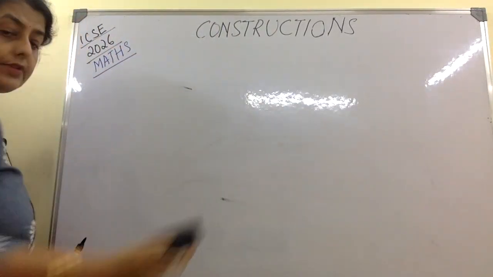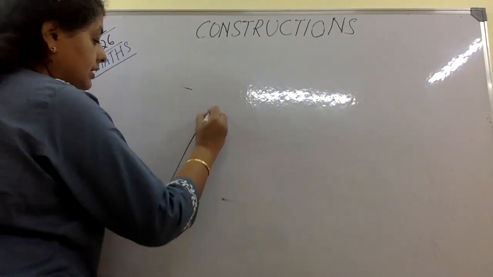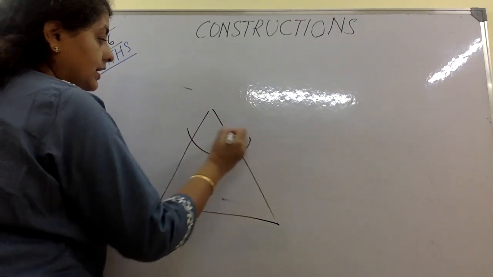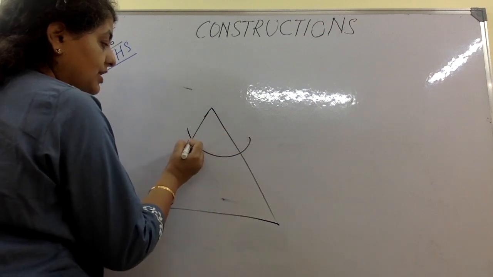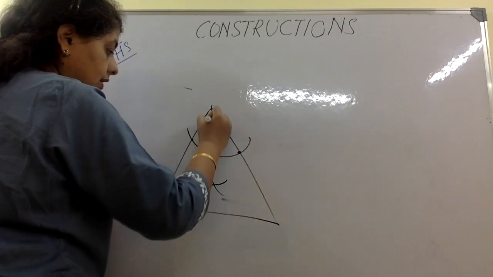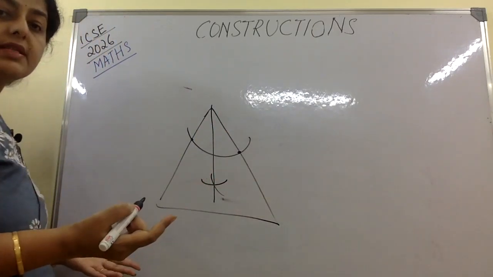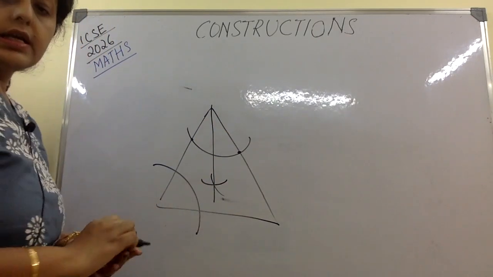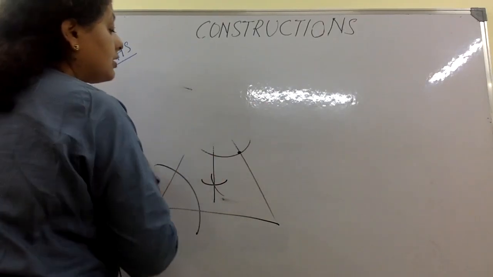So if you have the triangle over here, if you have the triangle like this, then you'll just have to make an arc like this and then measure from here to here with the same radius arc, here. This is angular bisector. Same thing, repeat for this. Okay, so this was angular bisector.